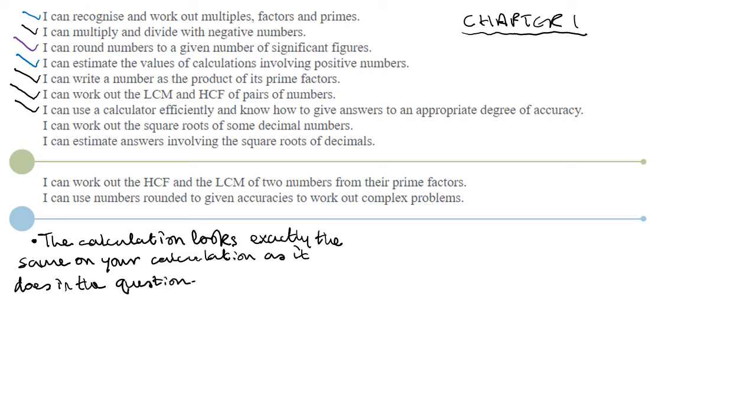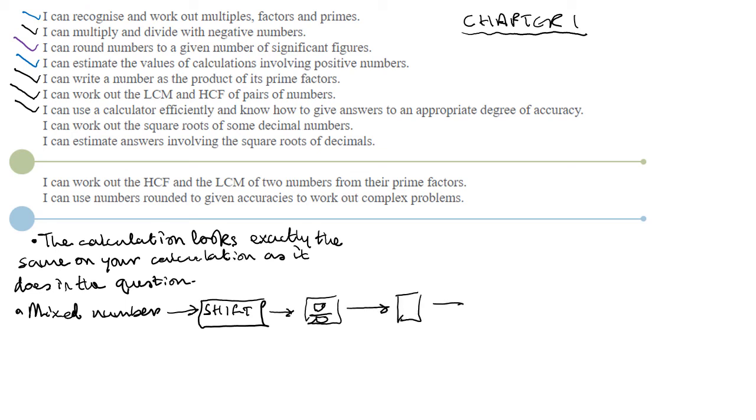That's the first thing. The second thing is if you want to type in a mixed number on a calculator. To type in a mixed number, on most calculators you need to press shift or second function first, then press the fraction button, and then what should come up on your screen are 3 boxes like this. So make sure that's how you type in your mixed numbers.